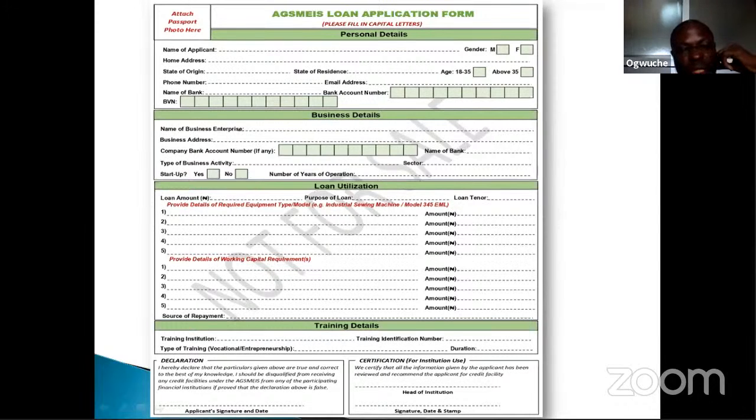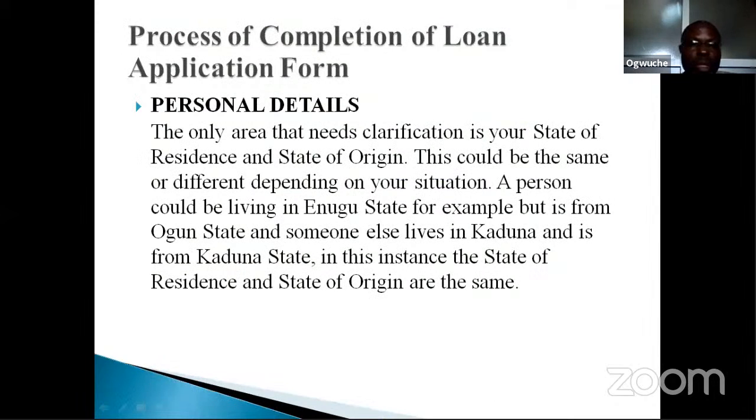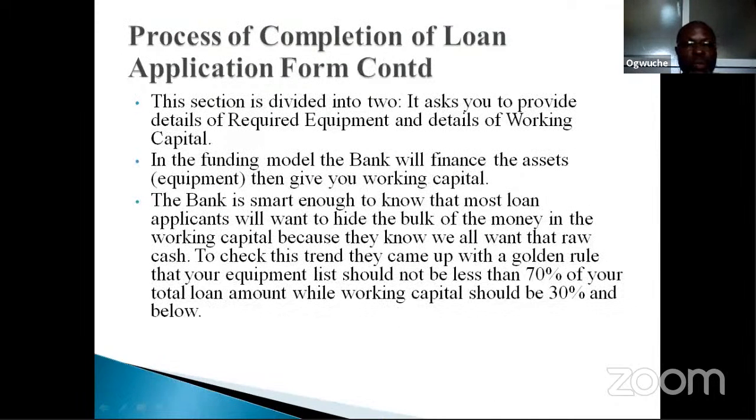It says provide details of required equipment. That's the type and model of the equipment that you want. Using the example of fashion, for example, there is e.g. industrial sewing machine model. We'll look at that in more detail. Provide details of required equipment, provide details of working capital. So let's go a little bit forward so that we look at that.